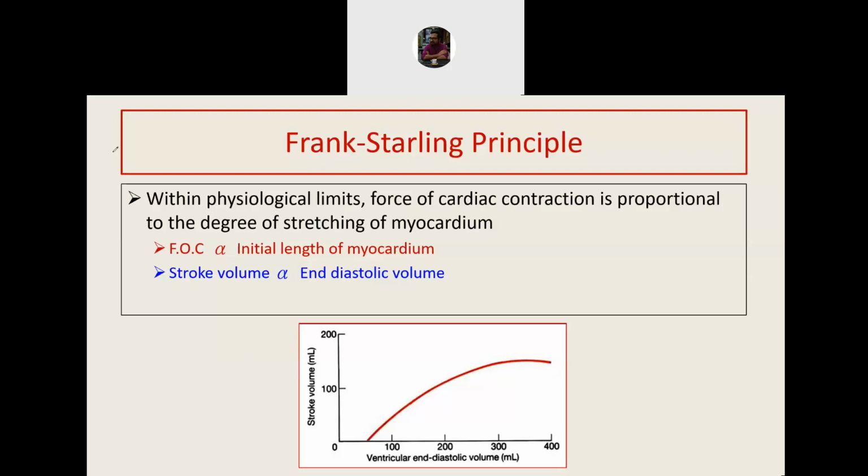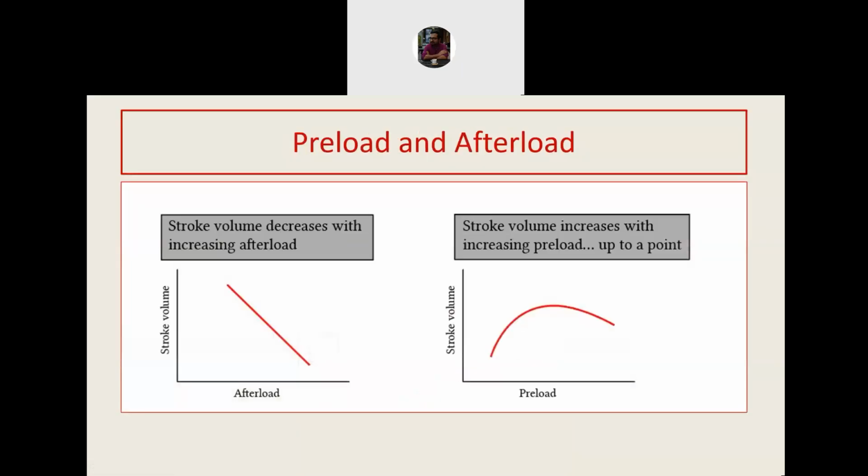In a similar way, we can also prove that the cardiac output or stroke volume is inversely related to the afterload. So if we graphically present these two, you see, as afterload increases, the stroke volume decreases. And as preload increases, the stroke volume up to a certain limit increases and then decreases. So within physiological limit, afterload decreases the cardiac output and preload increases the cardiac output. Is the concept of preload and afterload clear to everyone? Then I'll move on to the concept of contractility.